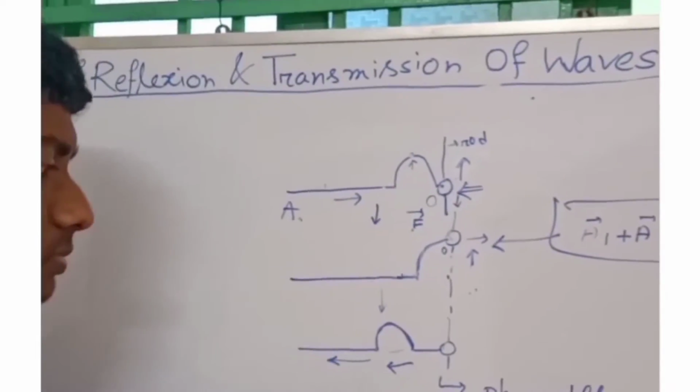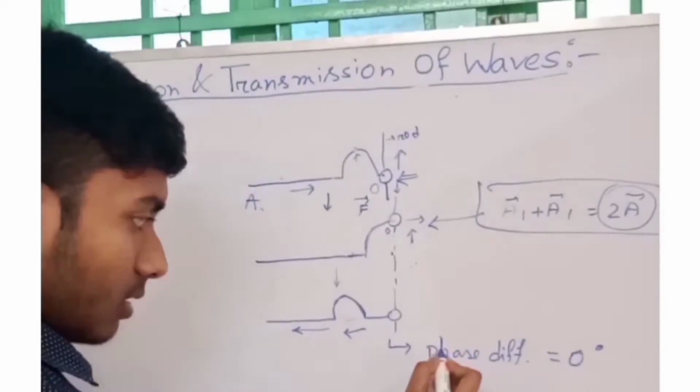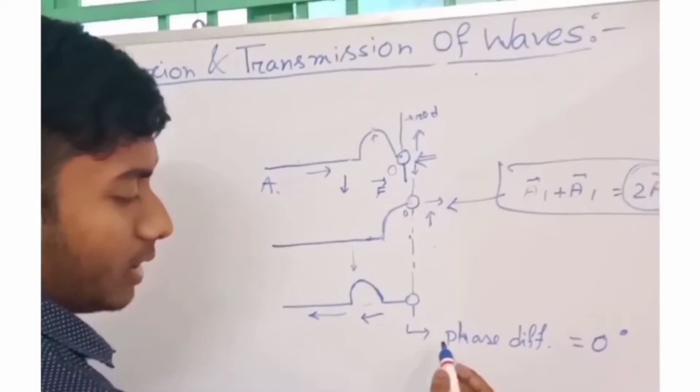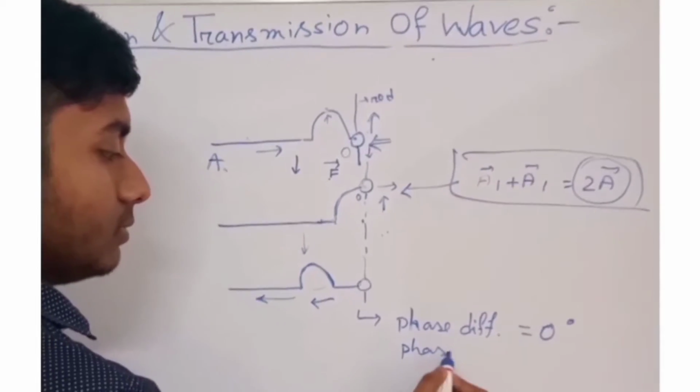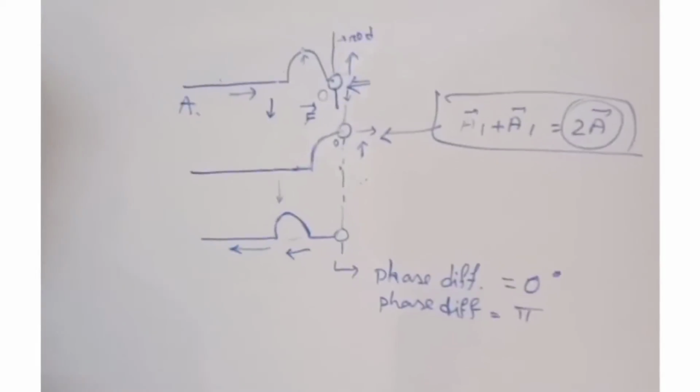So this time the phase difference between the two pulses is 0 degrees, and formerly we got that the phase difference between the two waves was 180 degrees or pi. So as we saw in our first discussion, when a wave is reflected from a denser medium, the phase difference between the incident wave and the reflected wave is pi.